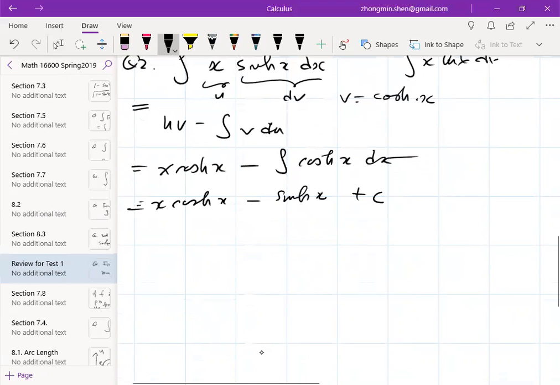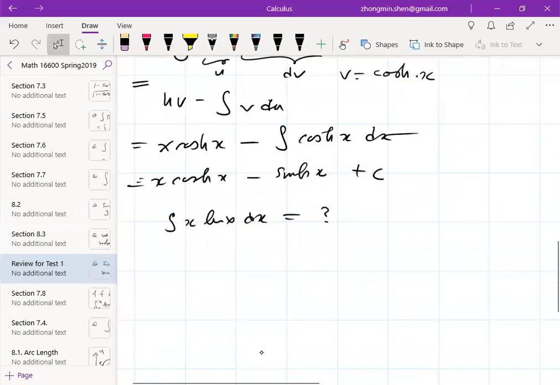For x times natural log of x, I'm not going to do this, but I hope you can figure it out. So that's my question. And if you don't know how to do it, then you can ask the tutor.